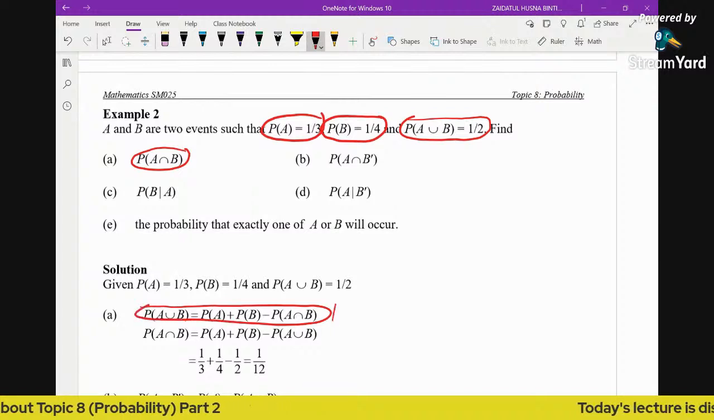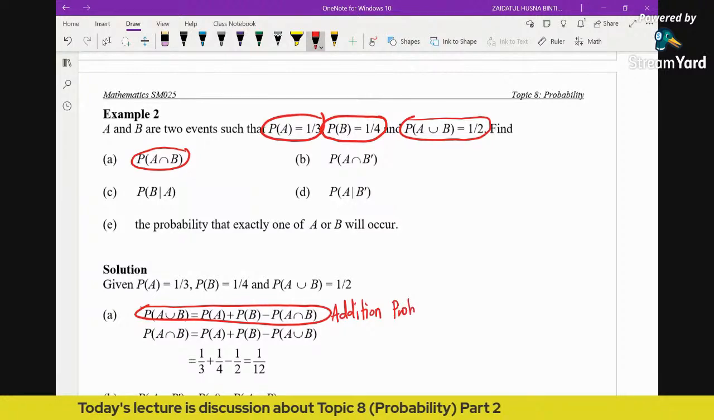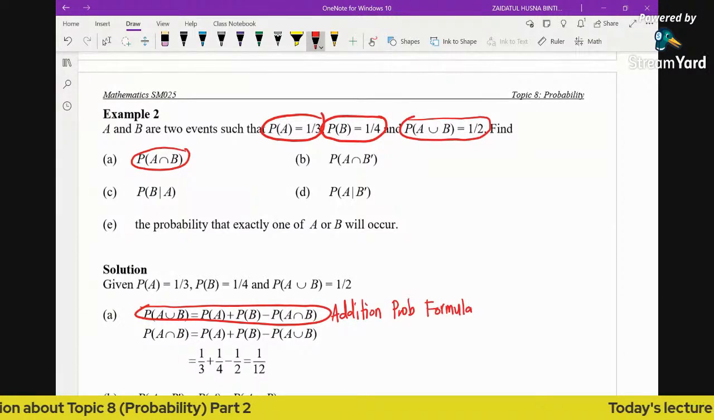So this is the addition probability formula. You may notice that in this topic, we will be applying this addition probability formula quite a lot. So you have to know this formula, but you don't really have to memorize it, because the formula will be given in the exam, so no worries.